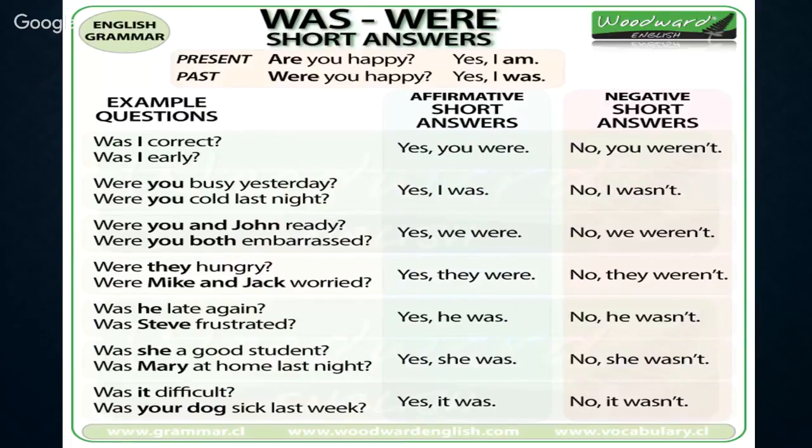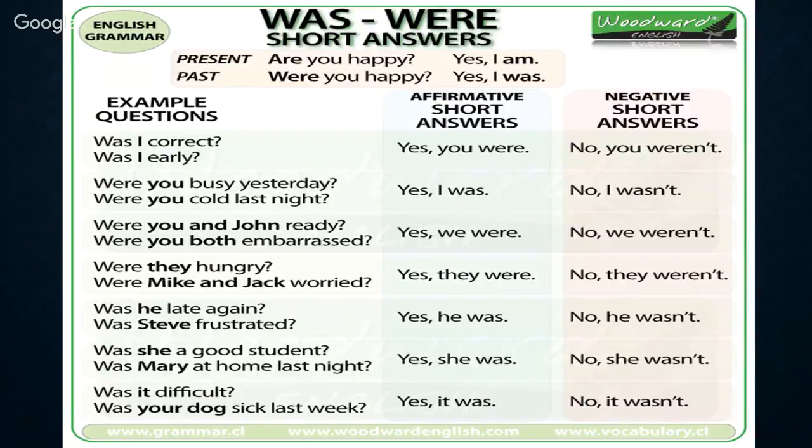Was, were, short answers. Present: are you happy? Yes, I am. Past: were you happy? Yes, I was. Was I correct? Yes, you were. No, you weren't. Were you busy yesterday? Yes, I was. No, I wasn't. Were you and John ready? Yes, we were. No, we weren't.